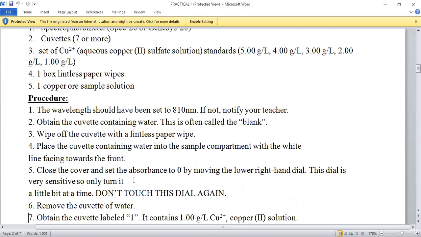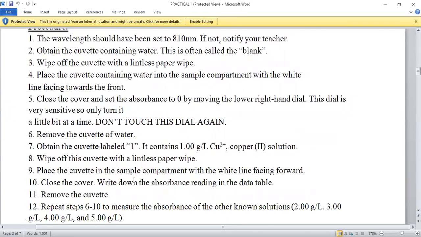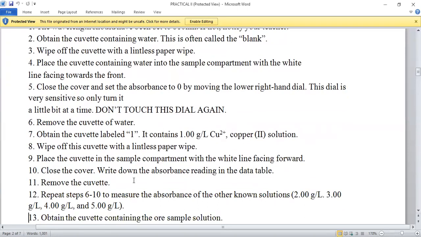Close the cover and set the absorbance to 0 by moving the lower right hand dial. This dial is very sensitive, so only turn it a little bit at a time. Don't touch this dial again. Remove the cuvette of water. Obtain the cuvette labeled 1. It contains 1 gram per liter copper 2 solution.